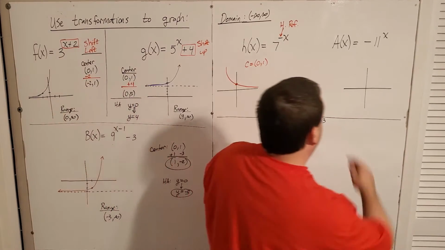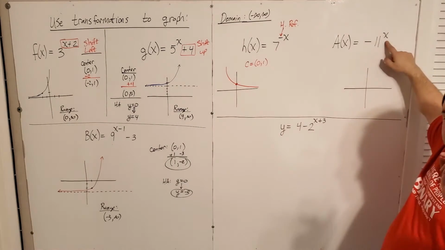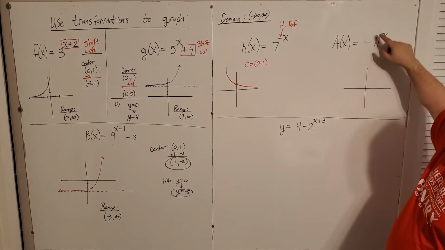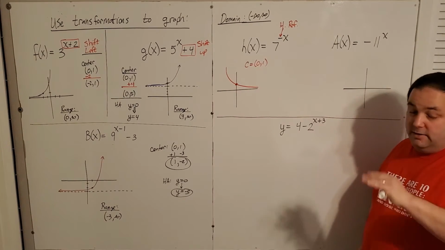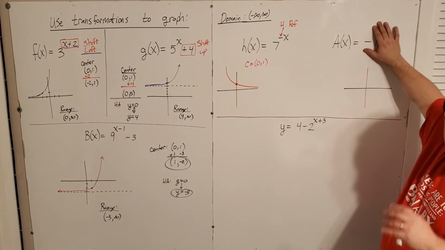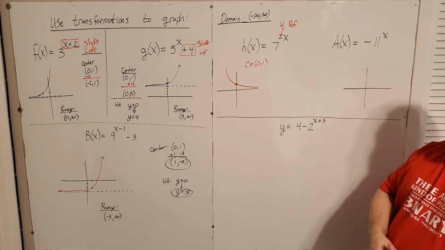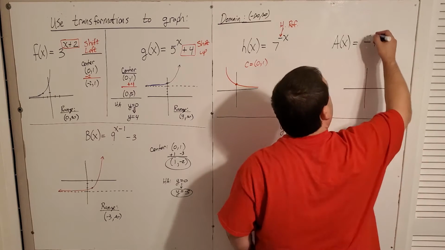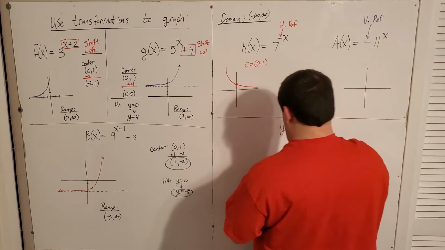Now over here, I have a negative 11 to the x. The negative is not connected to the 11. If I wanted it that way, I would put a parentheses, but then it wouldn't be in the categories that we've talked about already. So I'm not going to do that. The negative, however, is on the whole function, which if you remember back from one of the earlier chapters, a negative of a function is a vertical reflection. Right? So this right here gives me a vertical reflection. What does that mean?